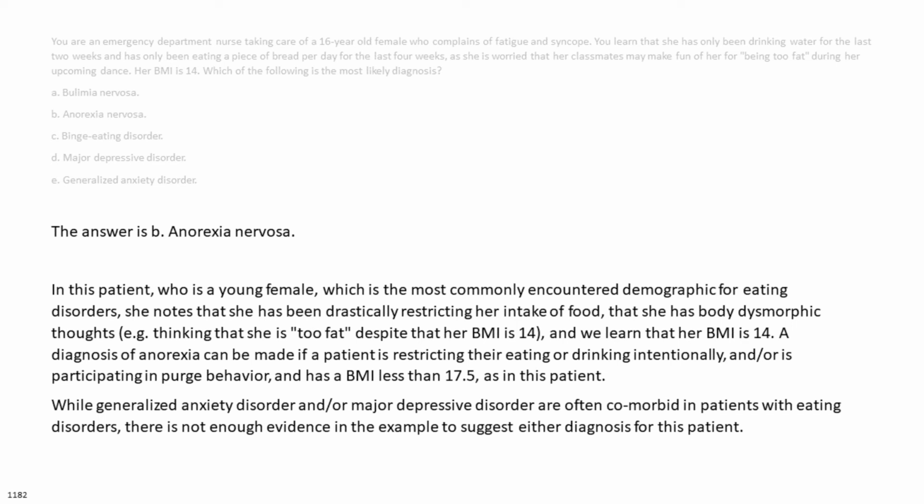A diagnosis of anorexia can be made if a patient is restricting their eating or drinking intentionally, and/or is participating in purge behavior, and has a BMI less than 17.5, as in this patient. While generalized anxiety disorder and/or major depressive disorder are often comorbid in patients with eating disorders, there is not enough evidence in the example to suggest either diagnosis for this patient.